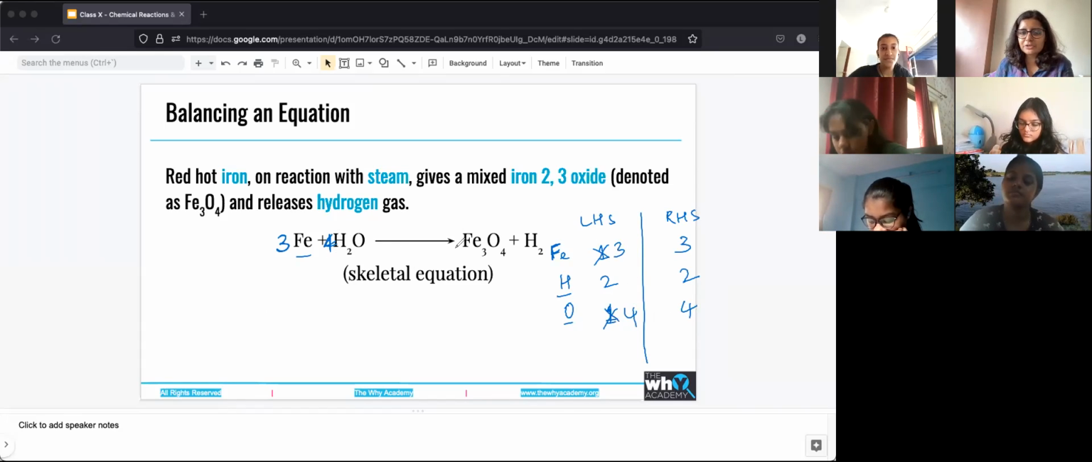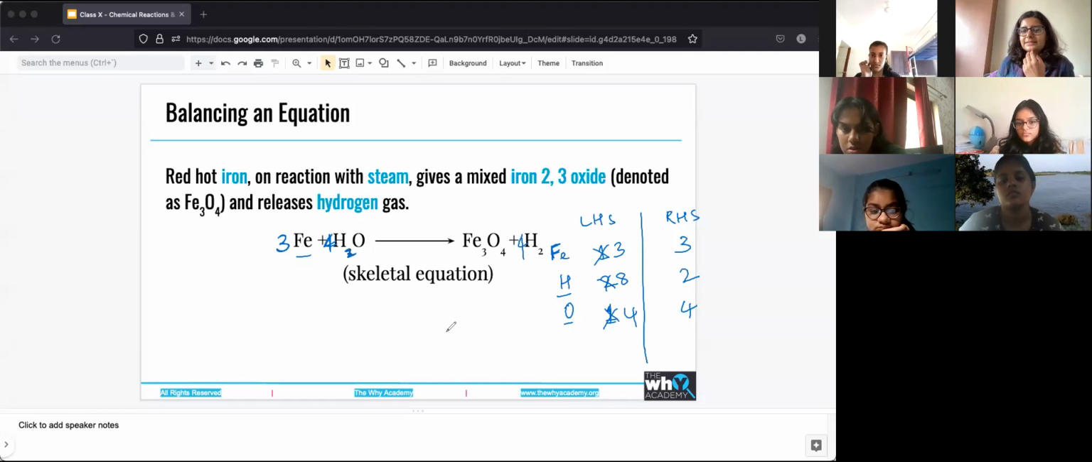But hydrogen is disturbed now. So on the LHS how many hydrogen atoms do we have? 8. Each water molecule has 2 hydrogens, and we have 4 such water molecules. So 4 into 2, that's a total of 8. So on the RHS, to balance, what should we do? 4H2. Yes. Now this also has become 8. So 3, 3, 8, 8, 4, 4. Now this is balanced.